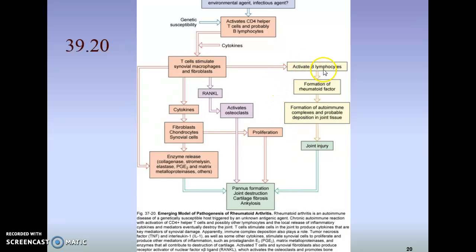And then activation of the B cells because of the T helper cells. You have formation of those autoantibodies. Then you have autoimmune complexes that come in and are deposited into the joint area, which further exacerbates the inflammatory response, further exacerbates the joint injury, and you have furthering of the pannus formation, the joint destruction, cartilage fibrosis.